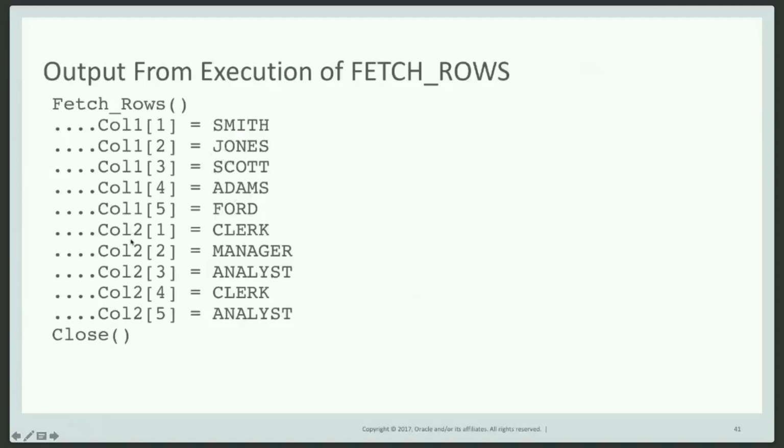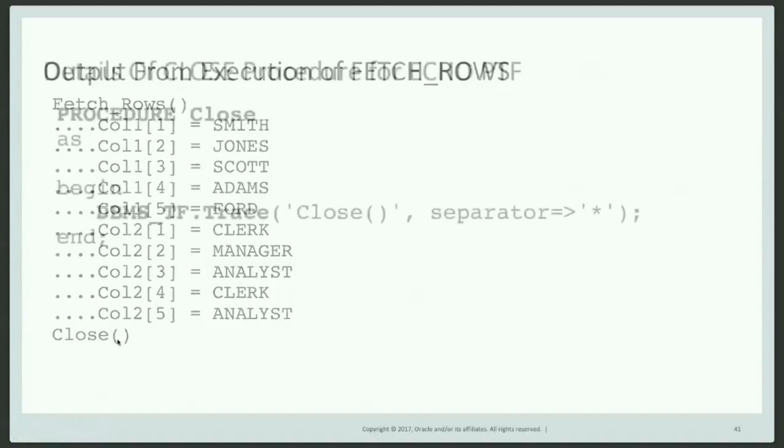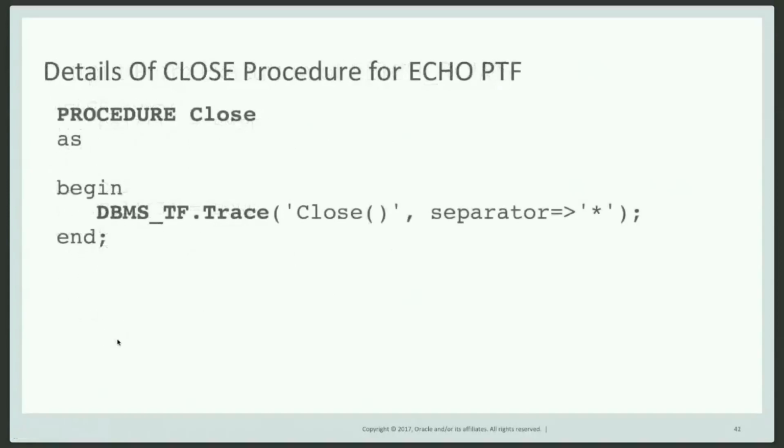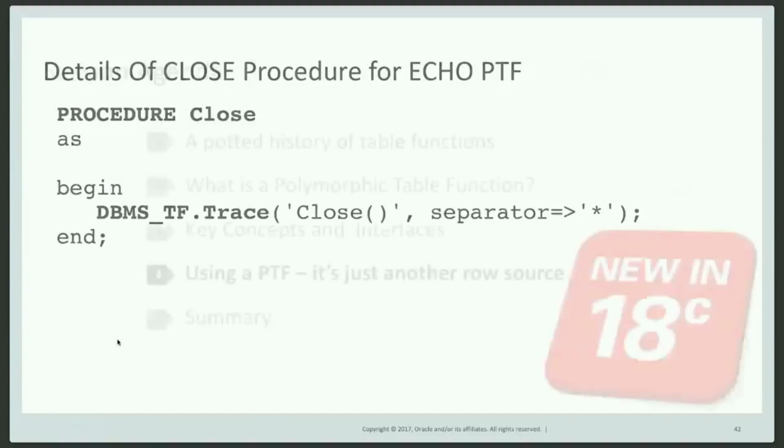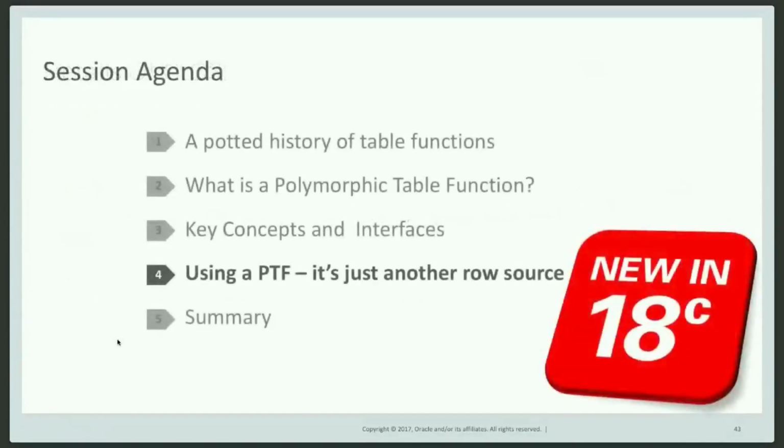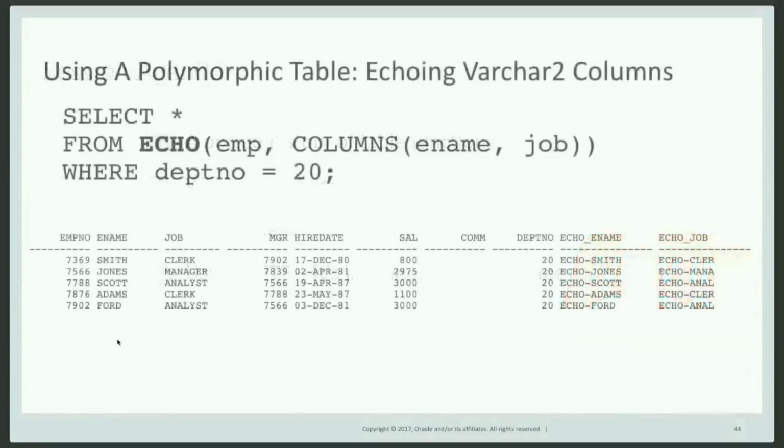Then I can go on to column 2 now, and the first value is clerk, so Smith is a clerk, and we'll say echo clerk, and so on. So we'll then start processing column 2, and then we can close. So having echoed those values, I'm then done. A close procedure, we can just say, okay, we're done. That's it.